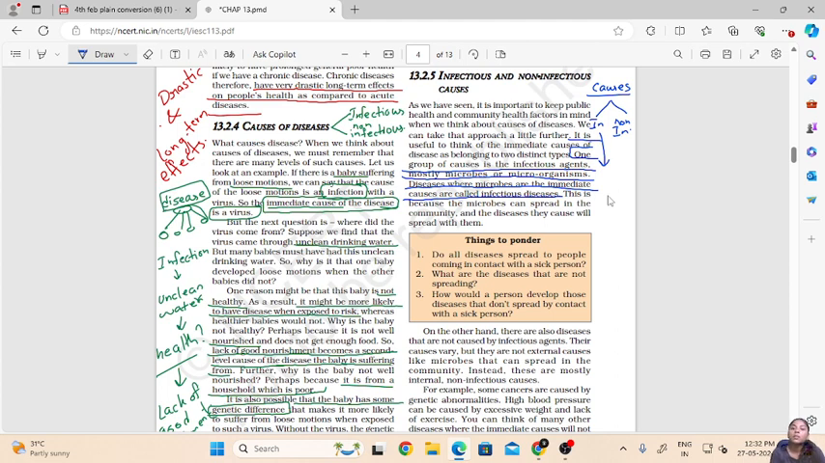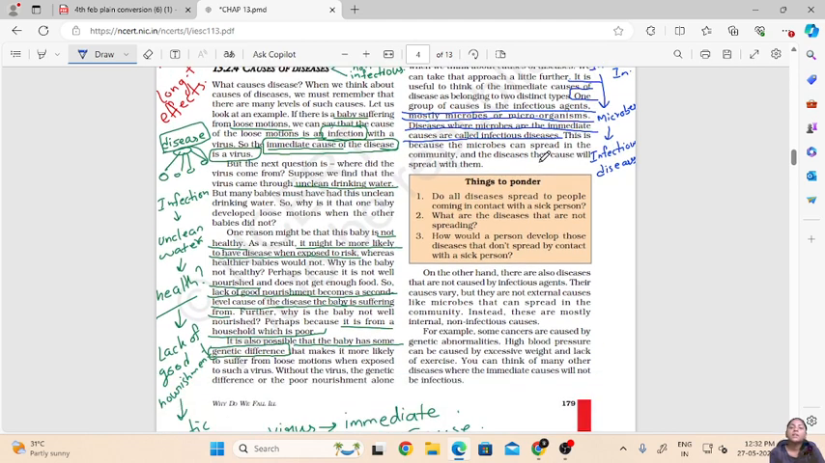Now the diseases which are caused by infectious agents like microbes are called infectious diseases. So these are the infectious diseases, and this is because the microbes can spread in the community, and the disease that they cause will also spread along with them.